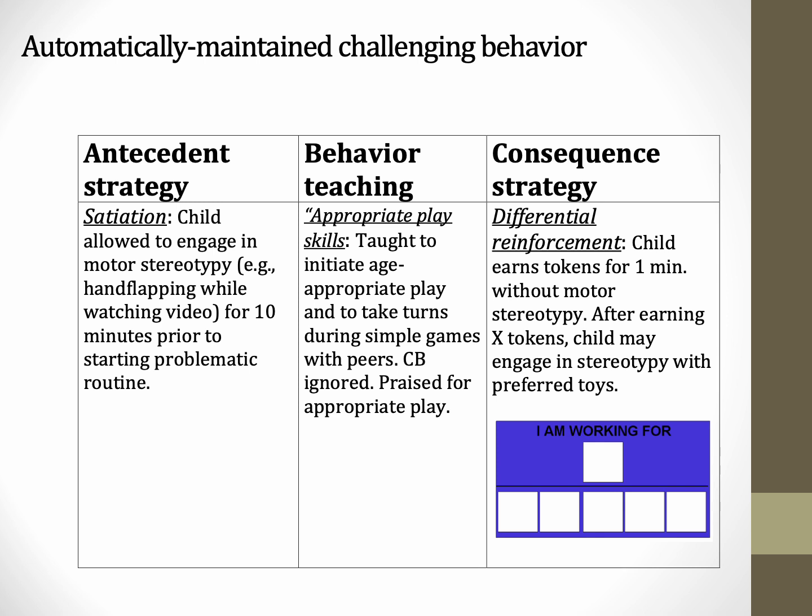So this is the last example. If the problem behavior is maintained automatically, which means the function of the challenging behavior is self-stimulation, then you can use satiation as an antecedent strategy. So the child can play with something, or a child is allowed to engage in self-stimulatory behavior like hand clapping for 10 minutes before a problematic routine starts. So the student can be satiated before the child is doing something.